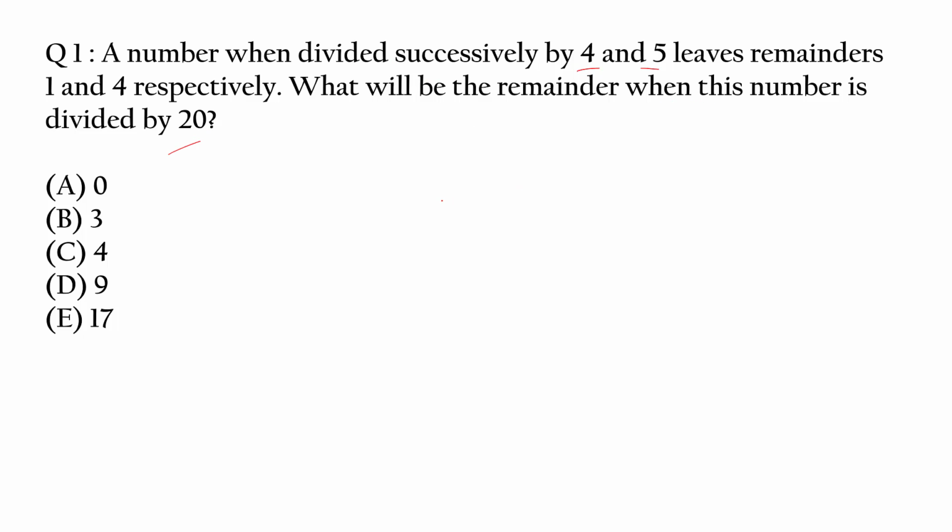Okay. So let us consider the number as k. The question says that k is divided successively by 4. So k = 4q1 + 1, where q1 is the quotient and the remainder is 1. Now again this q1 is divided by 5, giving q2, and the remainder is 4. The question asks what will be the remainder when this number is divided by 20. Now if you notice, 20 is equal to 4 into 5.